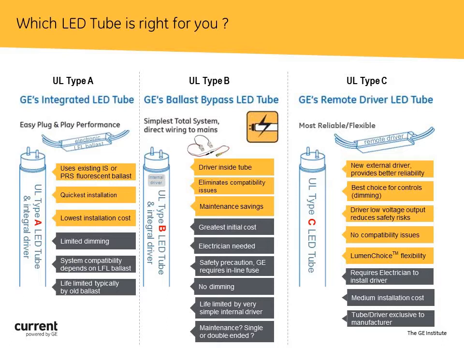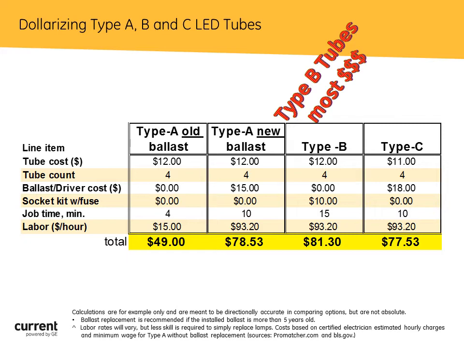Hopefully you've got a good overview of what Type A, Type B, and Type C mean. We're now going to move on to a quick financial look at what the relative costs are between A, B, and C. This slide was put together to give you an idea as to what's going to be the bottom line for my installation cost if I go with a Type A and use the old ballast, a Type A with a new ballast, a Type B which requires a complete fixture rework, or a Type C which just simply means swapping out the old ballast for a new driver, and then a Type C tube.